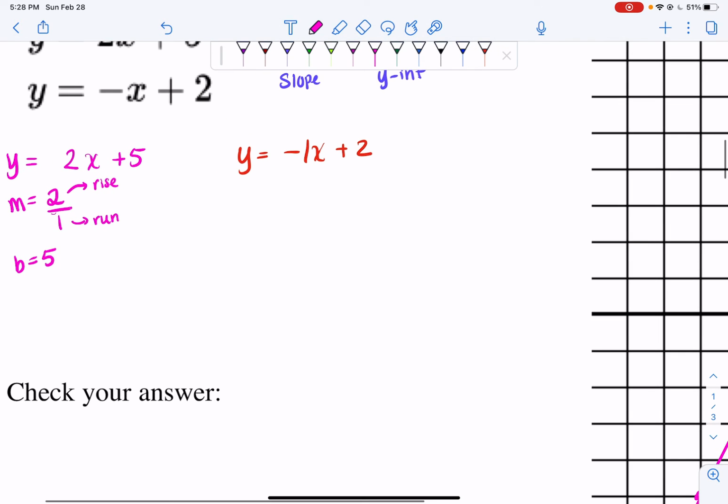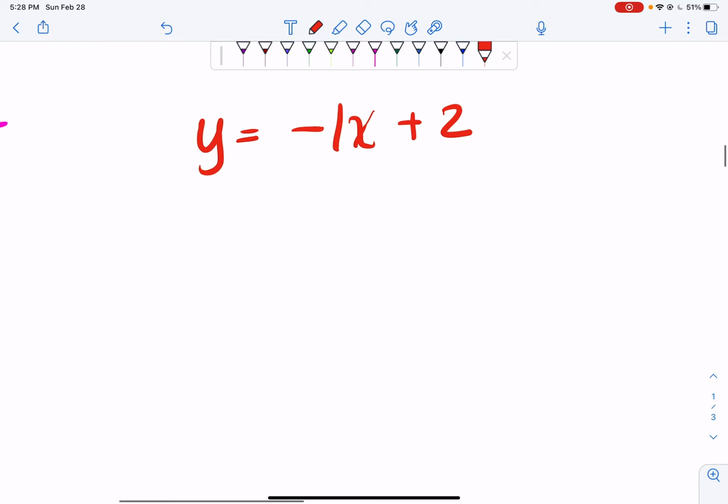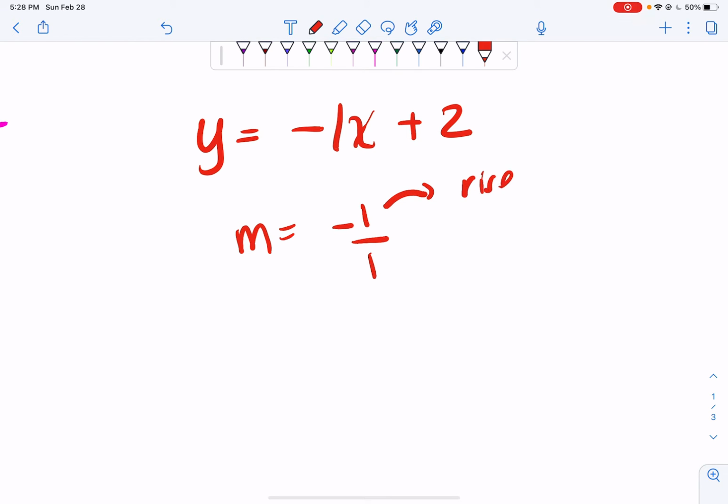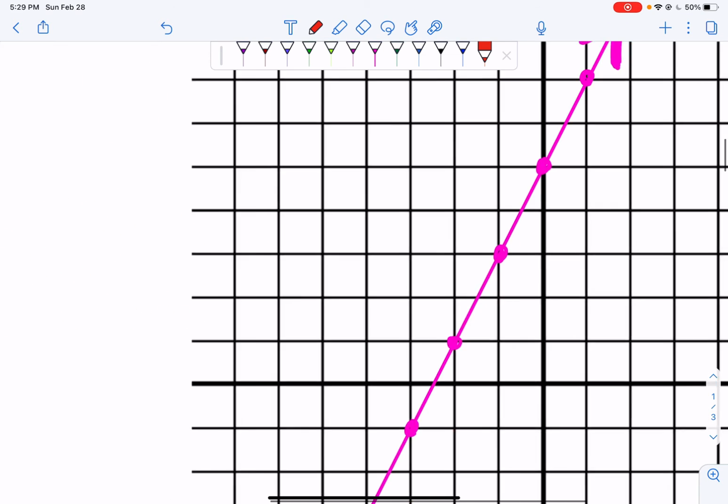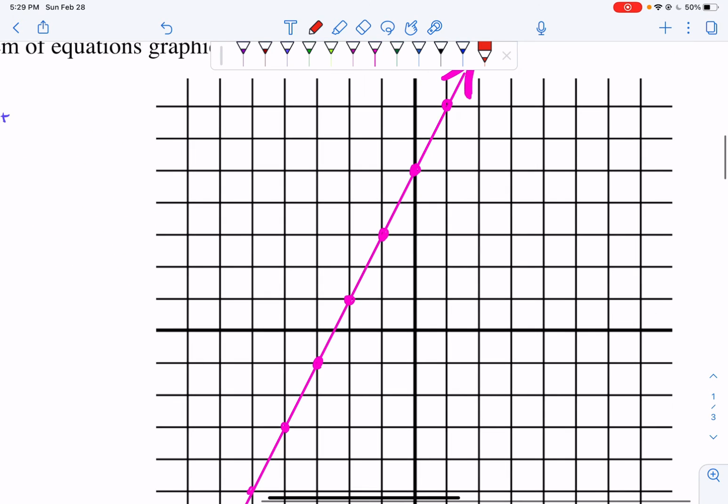Now, what I'm going to do is do the exact same procedure for my red function, where y equals negative 1x plus 2. If you look, the number attached to my x is a negative 1, so my slope is negative 1 over 1. So my rise is negative 1, and my run is 1. My y-intercept is the number hanging out by itself, so in this case, it's going to be a 2. So I'm going to plot a point at 0, 2.